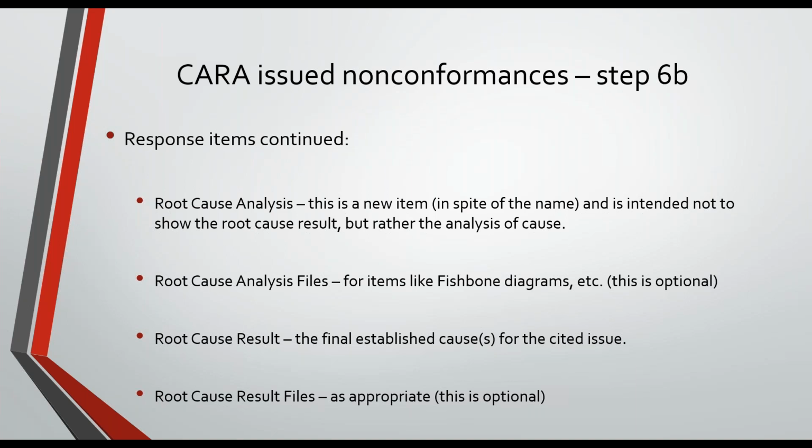You then have a space for root cause analysis files. This is optional, but if you happen to do something like a fishbone diagram, you can provide that there. There's finally what's called a root cause result, the final established cause or causes for the cited issue. And then you have a space where you can provide a file for the root cause result if you happen to have one.